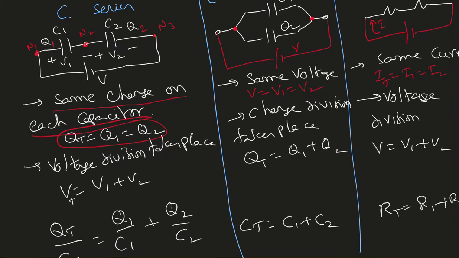Now, for capacitors in series, voltage division takes place. So V total equal to V1 plus V2. Whatever supply voltage V total we are giving, it's divided across capacitor 1 and capacitor 2. The same thing happens when resistors are in series: V total equal to V1 plus V2.